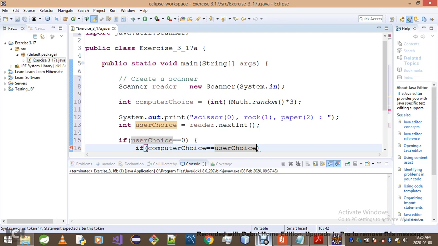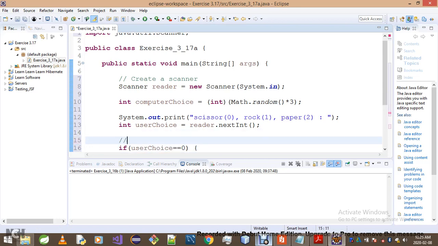I mean, wait, is it? What I want to say here is, if computerChoice is actually equal to zero, that is the case. That is a scissor case. This is a scissor case too.